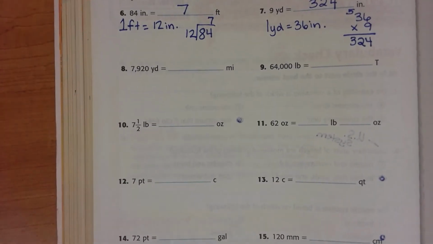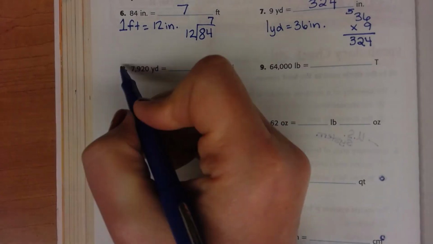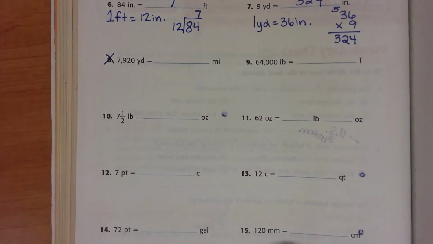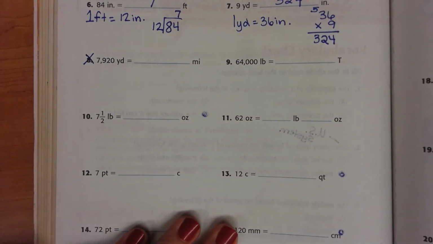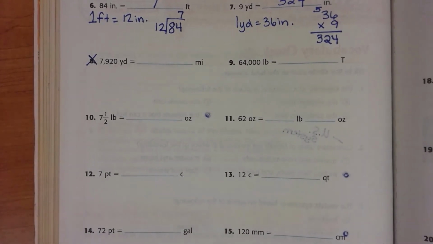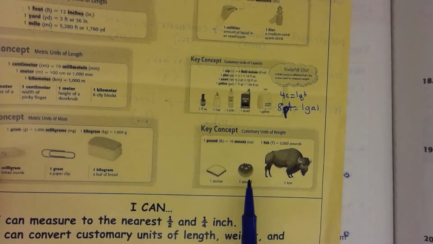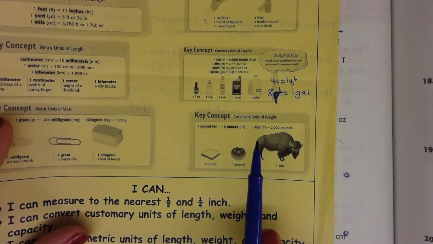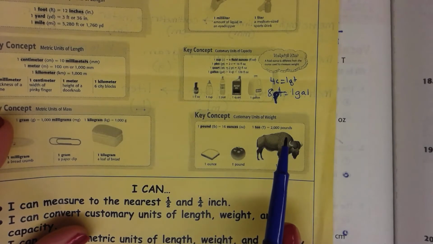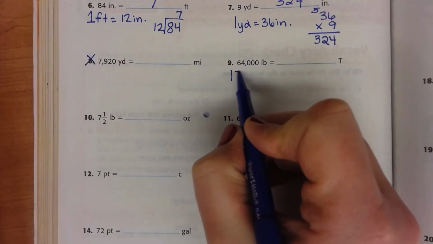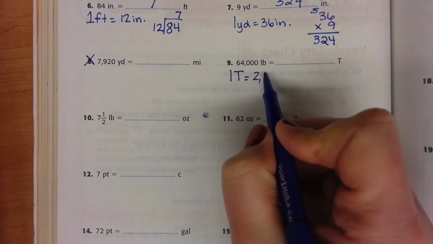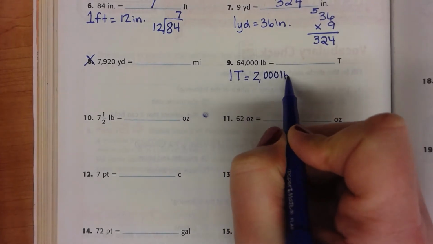Then let's skip number 8. Let's take a look at number 9. 64,000 pounds is equal to how many tons? Well, now, remember, we are looking at our customary units of weight. 1 ton is equal to 2,000 pounds. So let's add that. 1 ton, capital T for ton, is equal to 2,000 pounds.